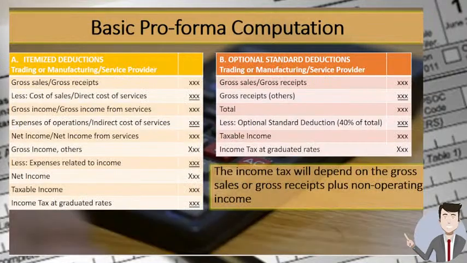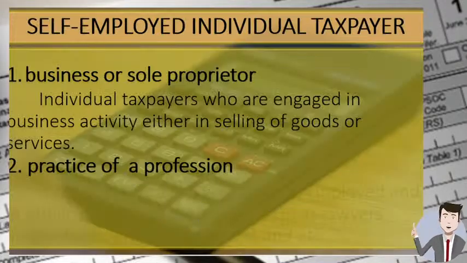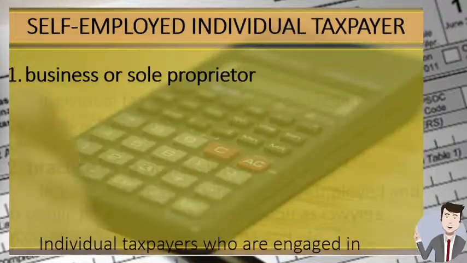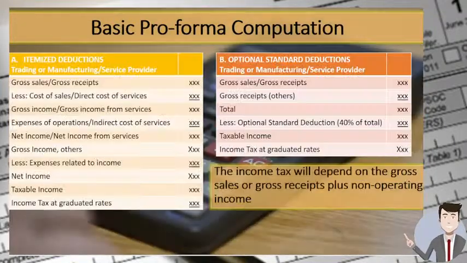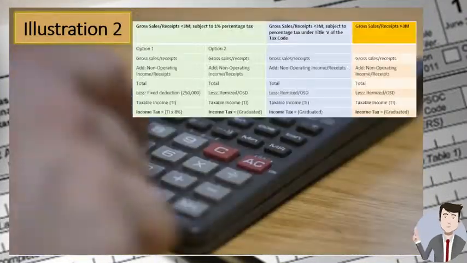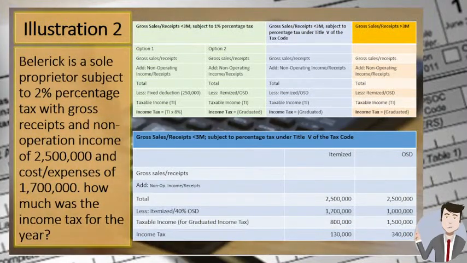Table. We should always have the table beside us. So that would be 25%. So 1.5 million minus 800,000, so 700,000 multiplied by 25%. So that is 175, plus the 130, that gives us 340,000.